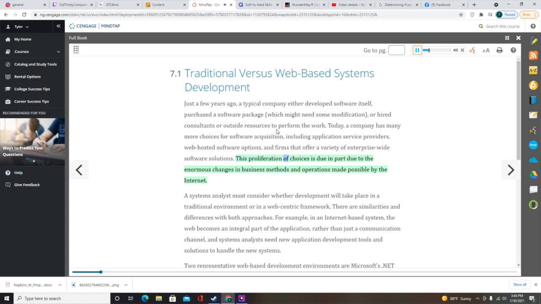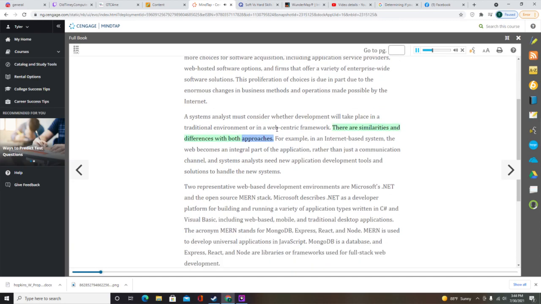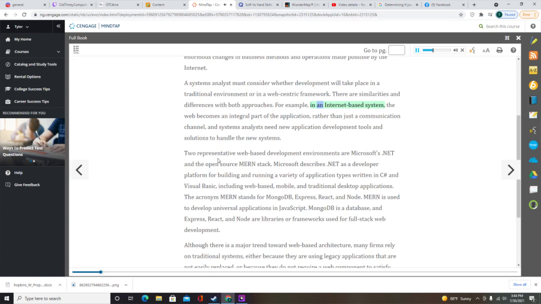This proliferation of choices is due in part to the enormous changes in business methods and operations made possible by the Internet. A systems analyst must consider whether development will take place in a traditional environment or in a web-centric framework. There are similarities and differences with both approaches. For example, in an Internet-based system, the web becomes an integral part of the application rather than just a communication channel, and systems analysts need new application development tools and solutions to handle the new systems.